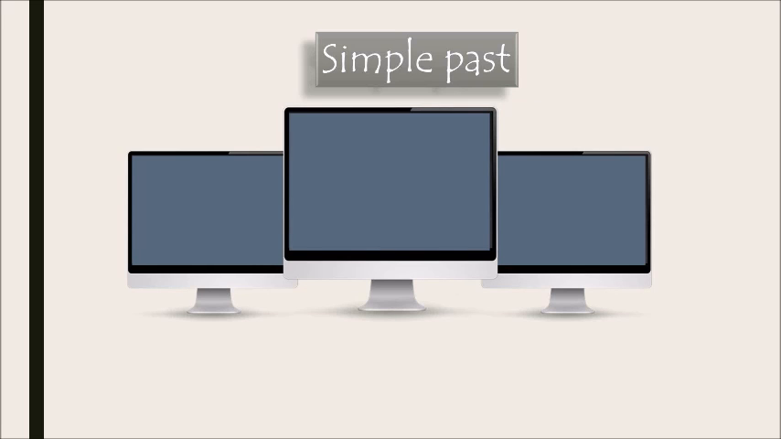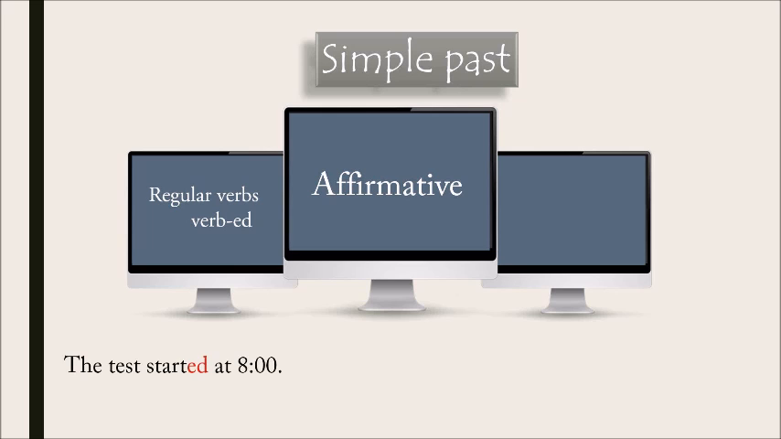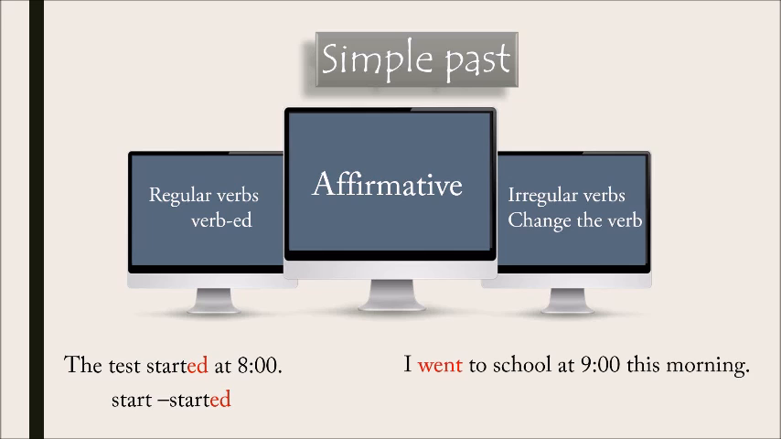Okay, so speaking about simple past, we have the positive form or affirmative, and we have here regular verbs. The regular verbs in the past just get ed. For example, the test started at 8 o'clock. So from start, I say started. We just add ed. And also we have irregular verbs, which means the verbs change. Like, I went to school at 9 o'clock this morning. So from go becomes went. In this way, we make the affirmative.